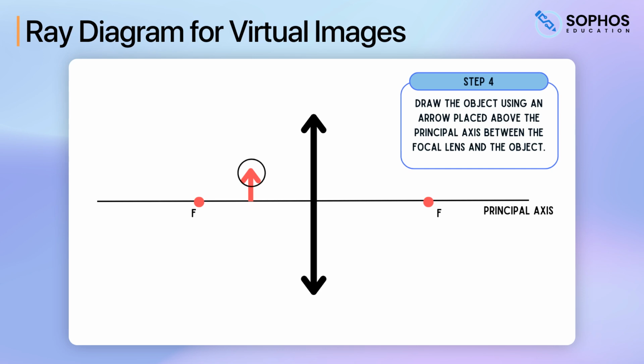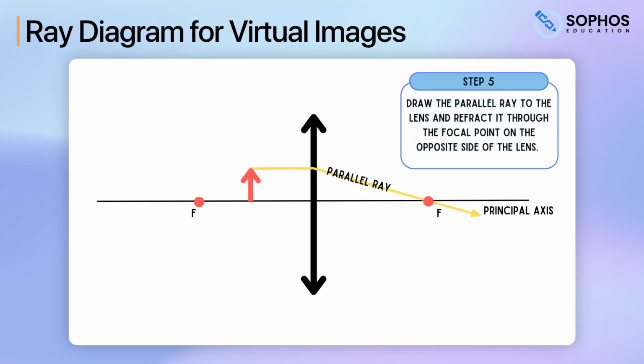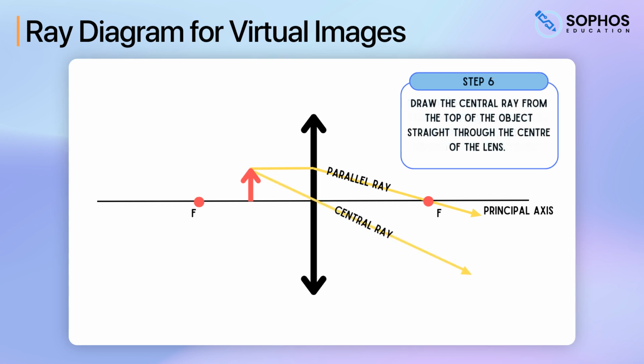The tip of the arrow, which is the top of the object, is where we will trace our light rays from. From the tip of the object, draw a ray that runs parallel to the principal axis towards the lens. When this ray hits the lens, it will refract and pass through the focal point on the right side of the lens. Draw this refracted ray accordingly. Next, draw another ray from the tip of the object straight through the center of the lens. This ray does not bend but continues in a straight line.